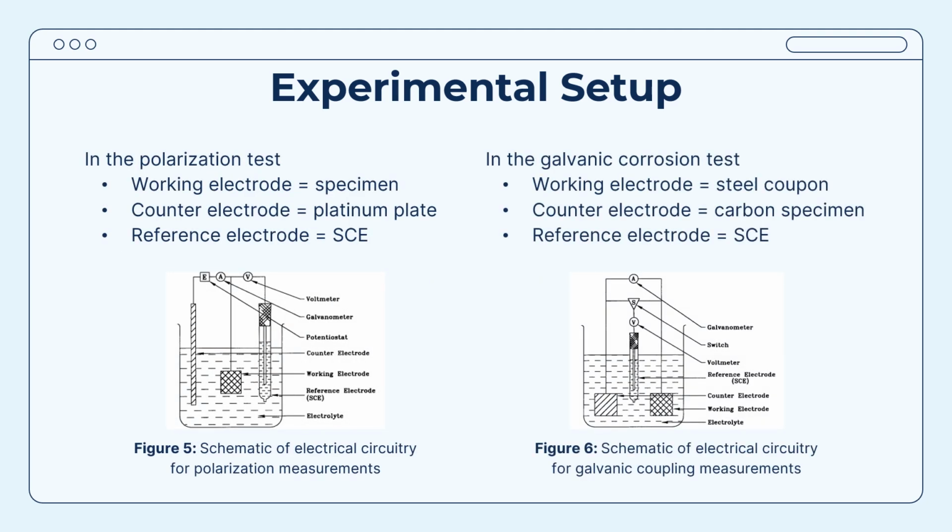In polarization tests, the working electrode was the specimen, either steel or CFRP, a platinum plate acts as the counter electrode, and SCE acts as the reference electrode. In the galvanic corrosion test, a steel coupon served as the working electrode, whereas the counter electrode was a carbon specimen and SCE acts as the reference electrode.